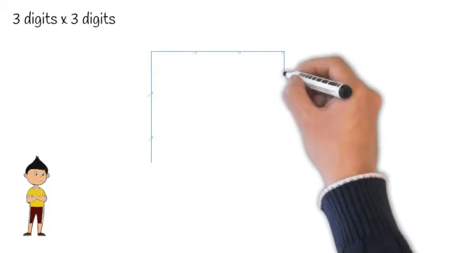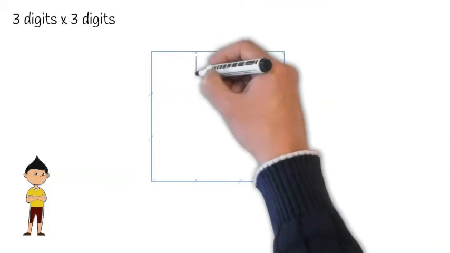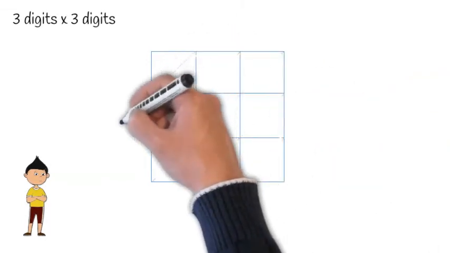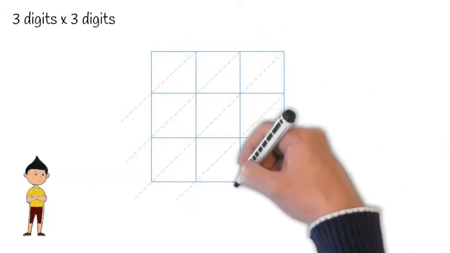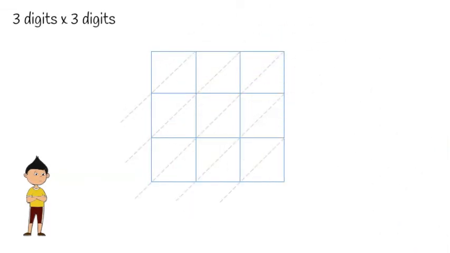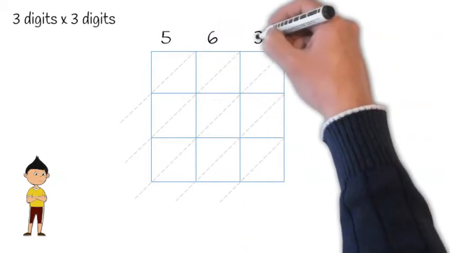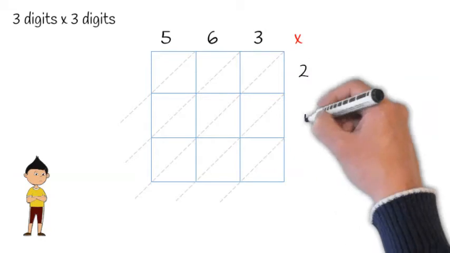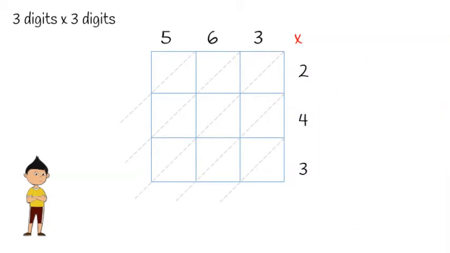Now let's try 3 digits by 3 digits. The only difference is we need to start with a 3 by 3 grid. Then add in the diagonal lines. Please use a ruler because if you don't go corner to corner, you'll end up adding together the wrong digits when you get to the end. So let's try 563 times 243.